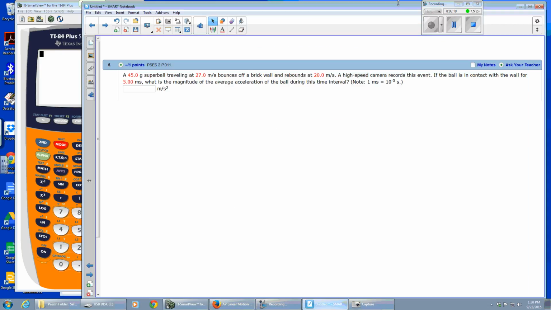All right, let's do number 5. This Super Ball traveling at this, bounces off a brick wall and rebounds to this. A high-speed camera records the event. The ball is in contact with the wall for this, with magnitude of the average acceleration of the ball during this time interval. I bet you they reuse this problem with momentum and impulse. Because why else would they give you the inertia of it, unless you were worried about the impulse on it. And I think they insult you a little bit by reminding you that 1 millisecond is 10 to the minus 3 seconds.